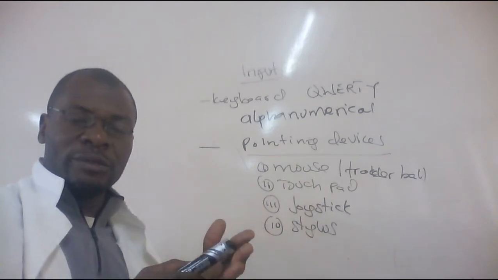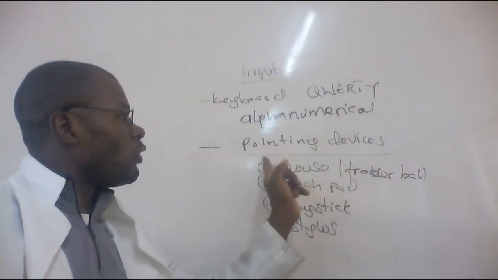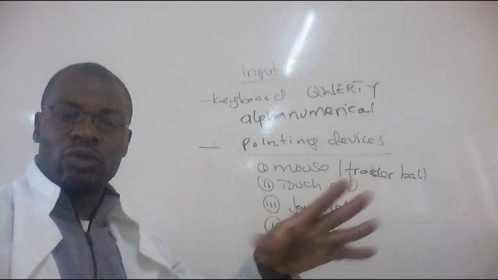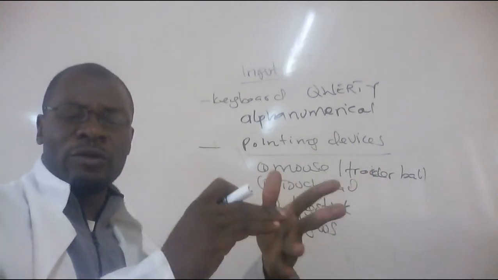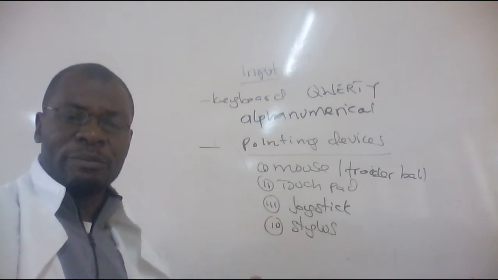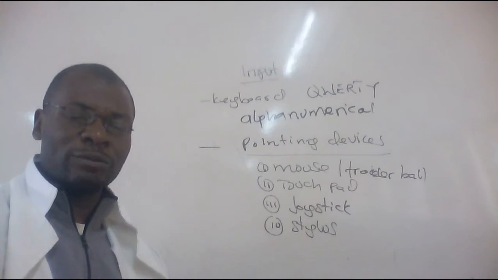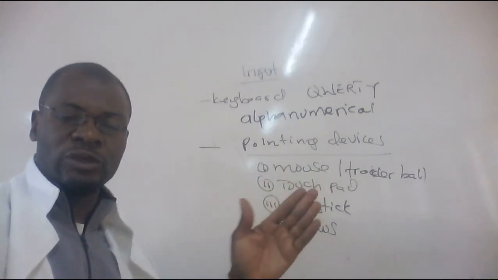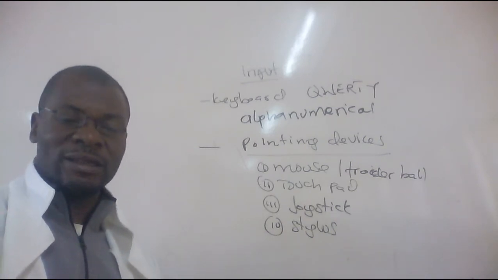What you need to remember is that these input devices are known as pointing devices, and that's all they can do. You cannot enter any form of data, in form of text, in form of graphics, nothing apart from pointing. So there is no specific data that can be entered using a pointing device. All they do is simply to point, select, and click like that.